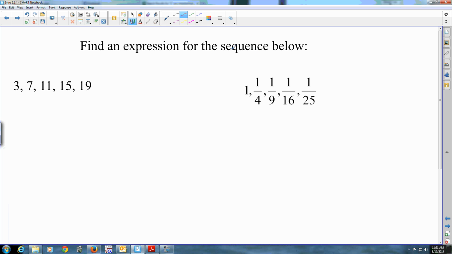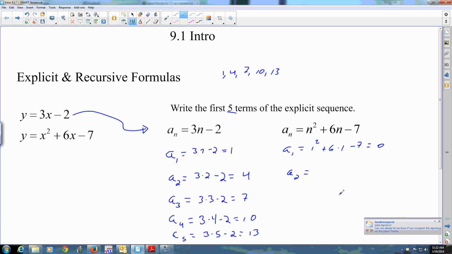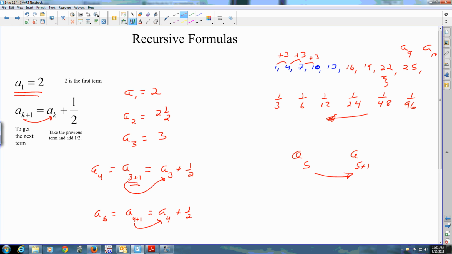Here, find an expression to represent the sequence below. This is assuming that you guys have an explicit expression you're looking for. Another word they'll use with this is apparent. Find the equation for the apparent nth term. That means explicit. So it means a formula that looks like this. You're looking for a formula that looks like this. Okay? So here goes.